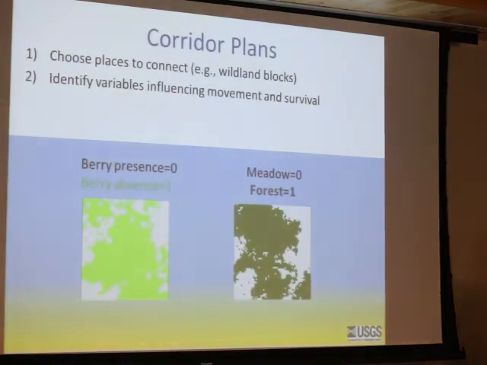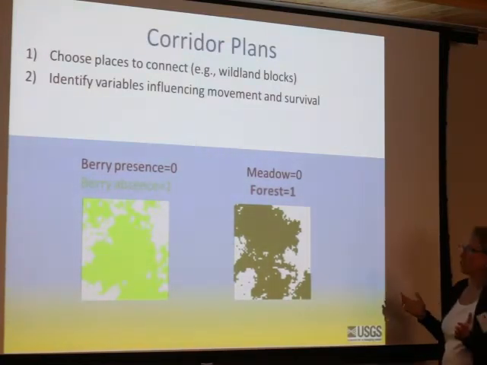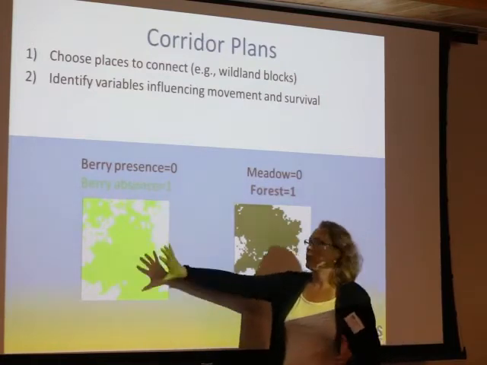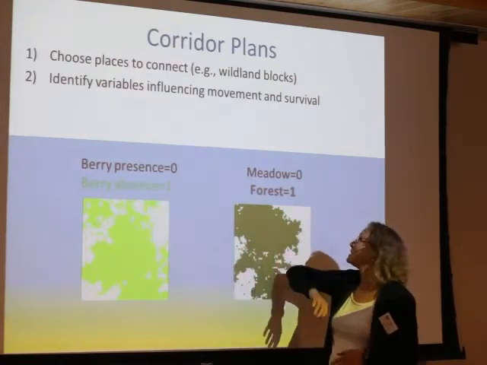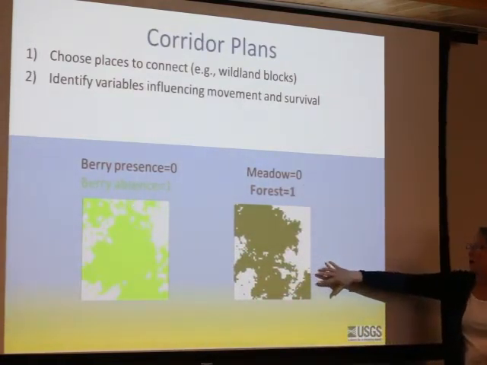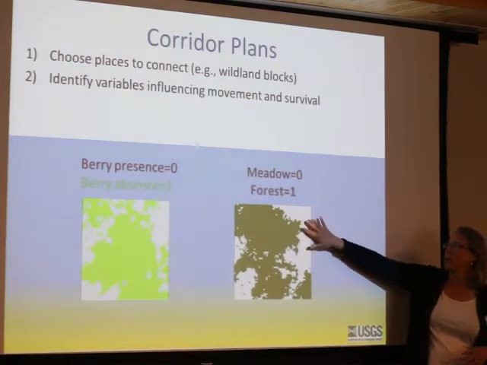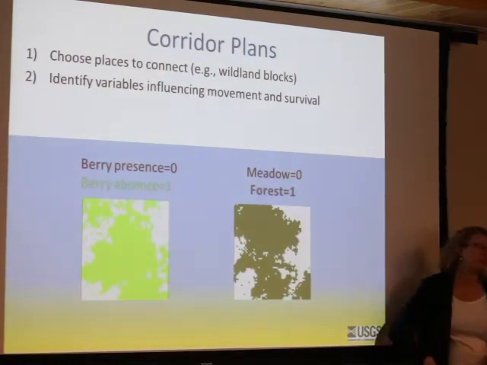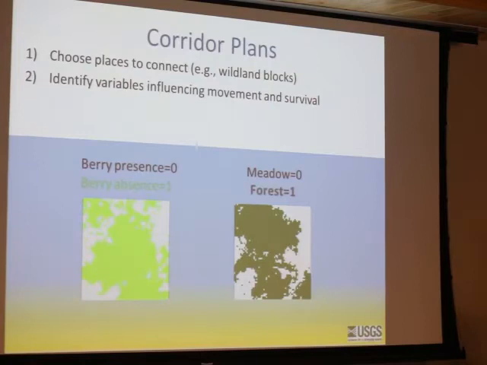Then the second thing that happens is you get to think about what variables might be influencing animal movement and survival. So thinking about bears, this is just a couple of random examples: whether berries are present or absent, and whether forest is present or absent. Just as a very simplified kind of example.